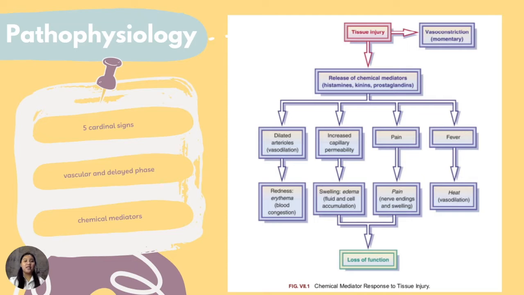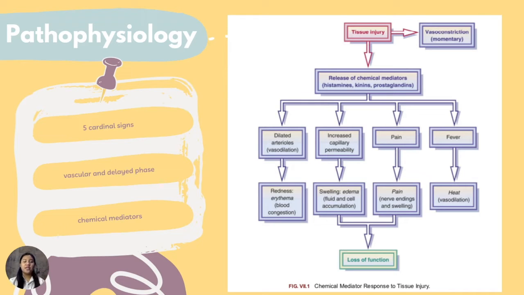Kinins, on the other hand, such as bradykinin, also increase capillary permeability and the sensation of pain. We have the prostaglandin, which causes an increase of vasodilation, capillary permeability, pain and fever. Then the cyclooxygenase or the COX, which is the enzyme responsible for the conversion of the arachidonic acid into the prostaglandin and their products. So the synthesis of the prostaglandin causes inflammation and pain at the tissue injury.